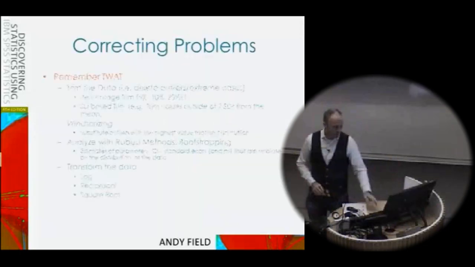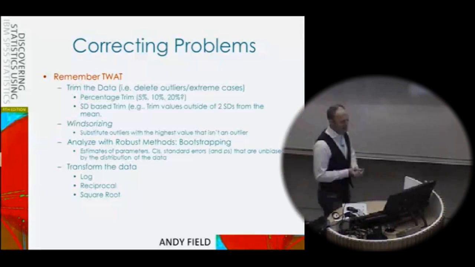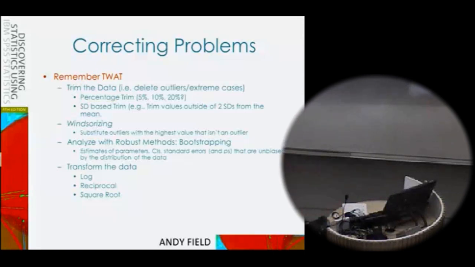So how do we correct problems? Well, essentially, there's a nice acronym called TWAT, most of which we don't cover. So we can trim outliers, we can just get rid of them. We don't really talk about that because you can't really do it very easily on SPSS. You can substitute outliers with the highest value that isn't an outlier. Again, not very easy to do on SPSS. So what we concentrate on in this course are using something called bootstrapping and transforming the data.